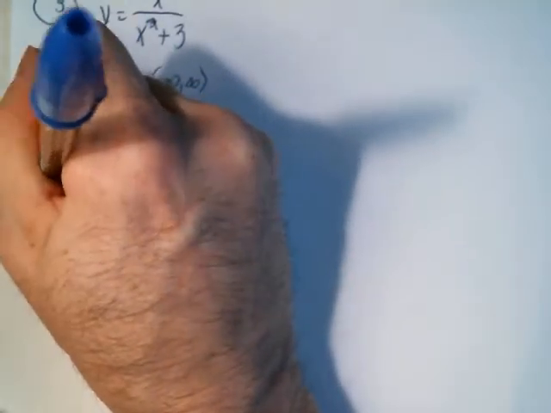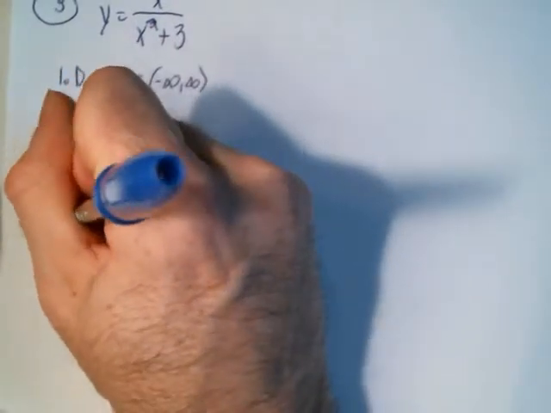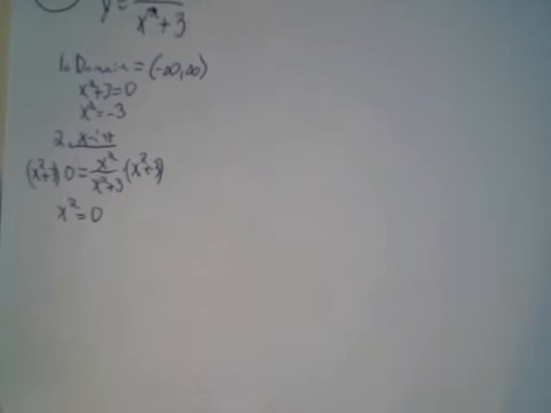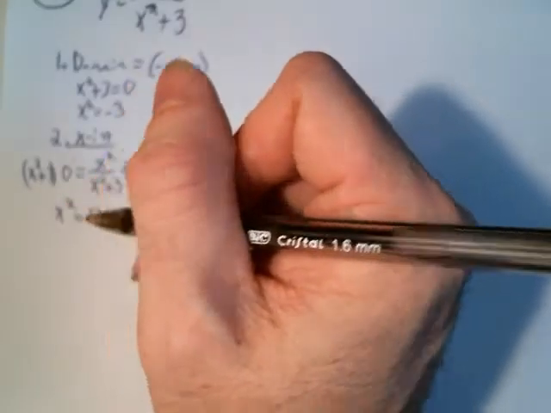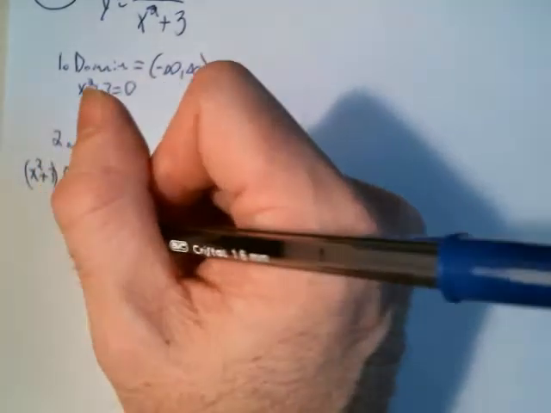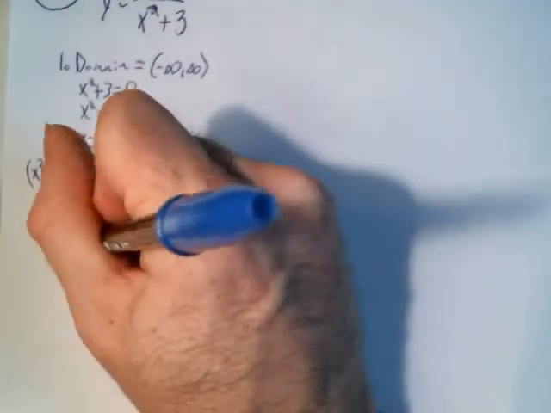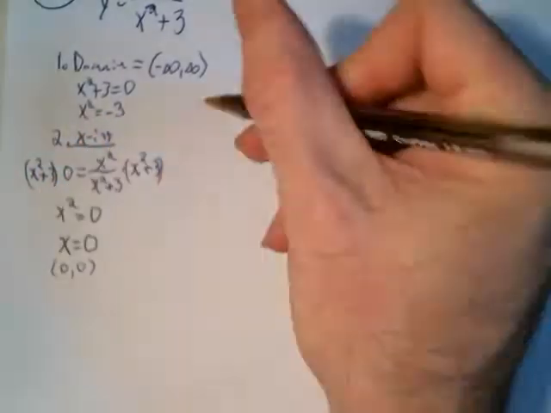And essentially what you're doing is setting the numerator equal to 0. Okay, so you have x squared equals 0. Square root property says that if x squared equals b, then x is equal to plus or minus square root of b. In this case, x is equal to plus or minus square root of 0, which is just 0. So our x-intercept is at (0, 0).